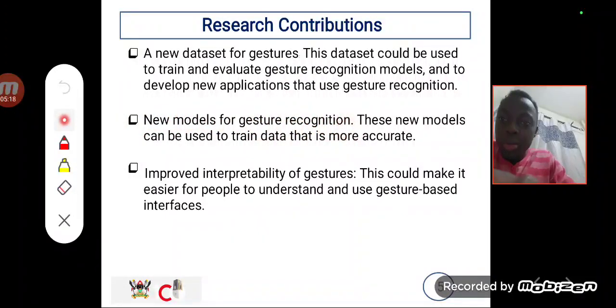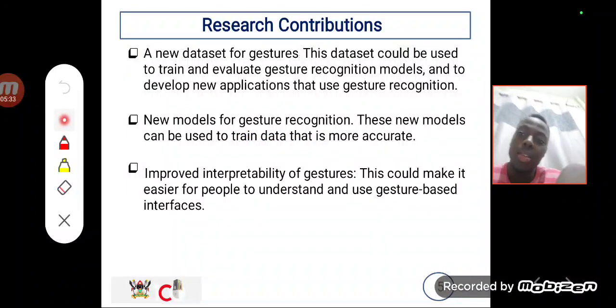The research contributions derived from the objectives are the creation of a new dataset, and also new models for gesture recognition. These models can be used to train on the data to be more accurate. We also want to improve the interpretability of gestures so that we make it easier for people to understand and use gesture-based interfaces.